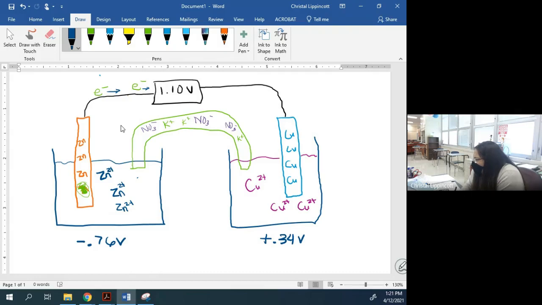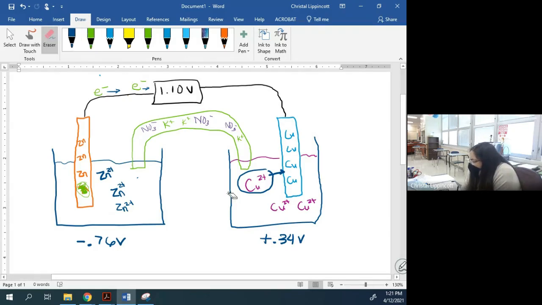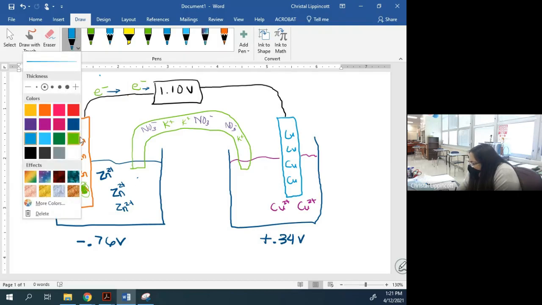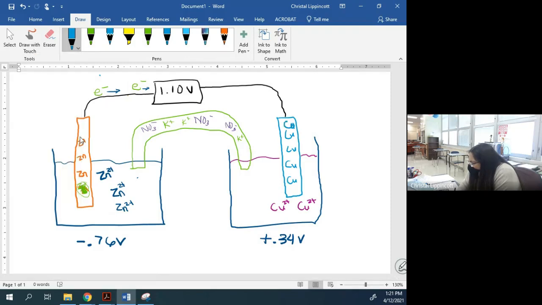They're going to hit this copper. They're going to travel down this copper, and it's going to grab a hold of one of these and deposit that onto here. So we're going to pull out 2 of these. We're going to add that guy in with these 2 electrons that have come across, and we're adding more copper here.